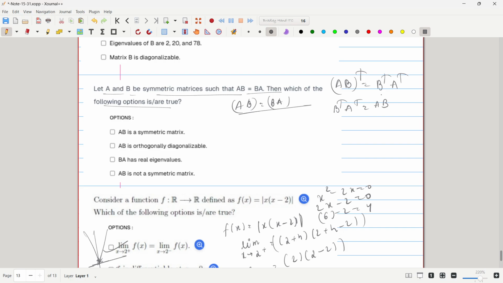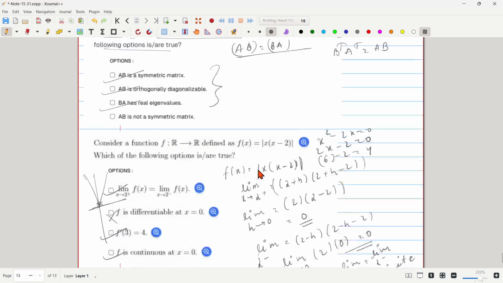AB is a symmetric matrix. Yeah, because AB whole transpose is B transpose A transpose, and B transpose A transpose is equal to AB. So AB is a symmetric matrix. If AB is a symmetric matrix, it is definitely an orthogonally diagonalizable matrix. And then BA, which is also equal to AB, should have real eigenvalues. So A, B, and C are correct options. Okay.